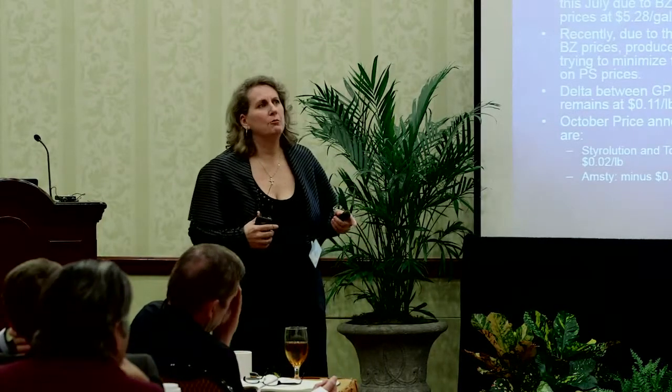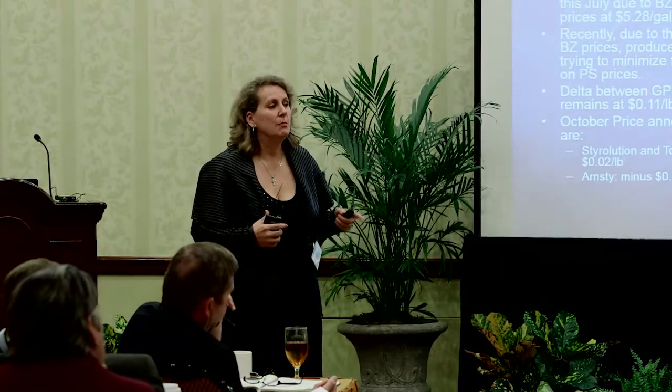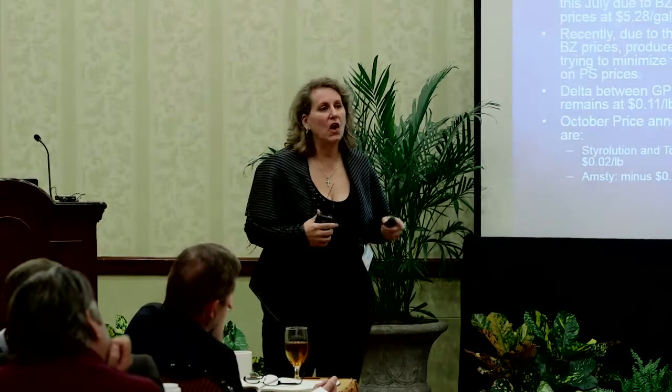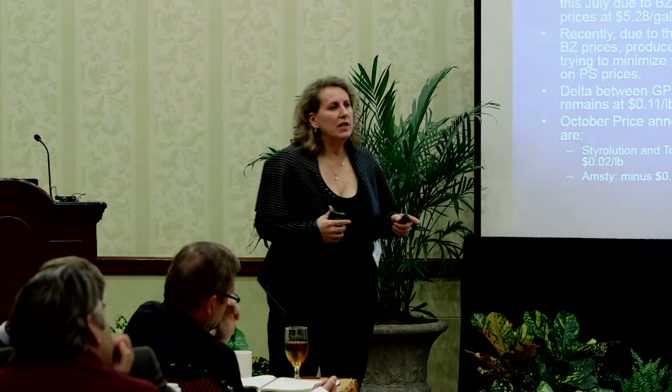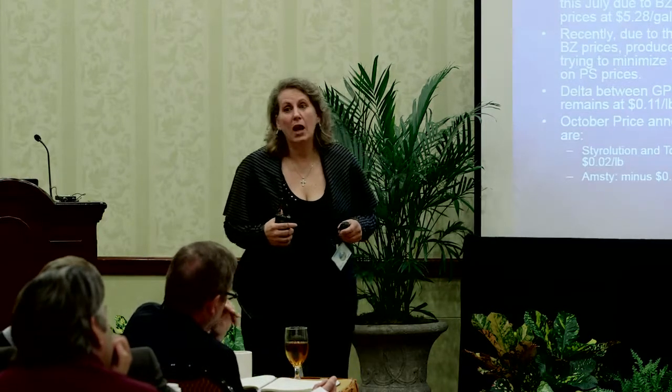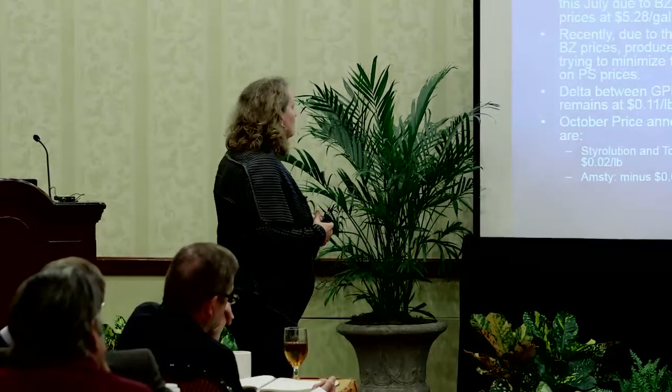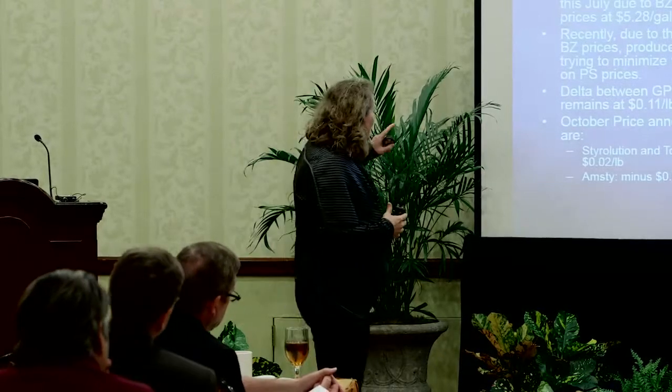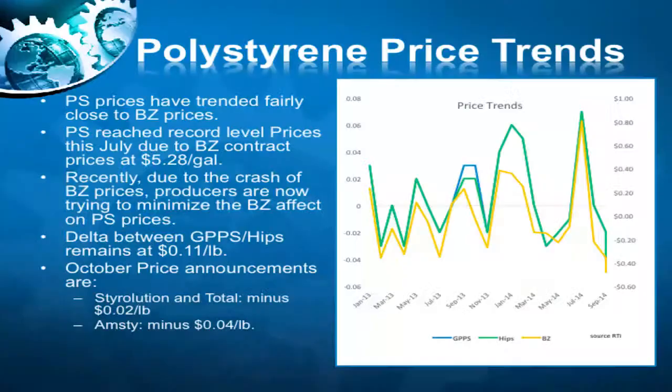The benzene contract price right now is projected to possibly settle in the 3.85 range. So we went from a peak of 5.28 down to 3.85. So it's a pretty big drop. Right now on the table, Styrolution has a 2-cent decrease, Total has a 2-cent decrease, and Amsty is at 4.